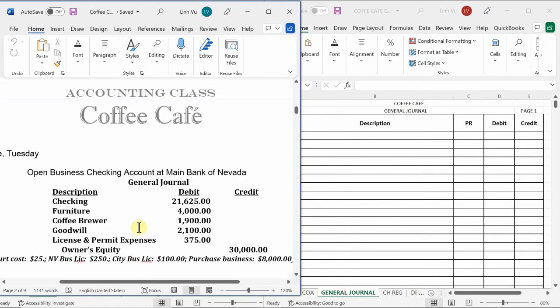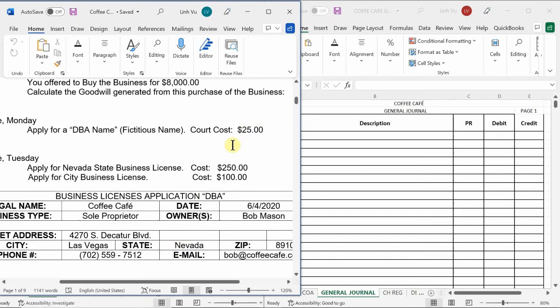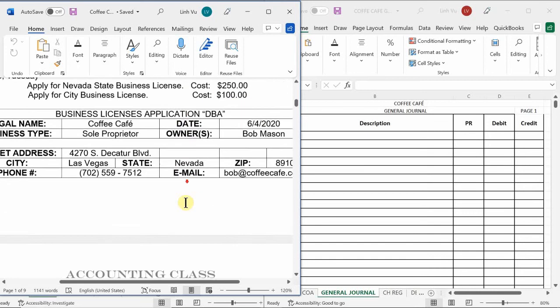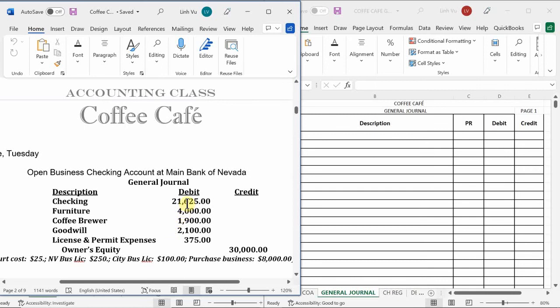So again, we should have some kind of money left, right? If the furniture was $4,000, if the coffee brewer was $1,900, we established goodwill to be $2,100, and we also bought two licenses, so one for $250 and one for $100, and we also had to pay a court fee for $25. So that's $375 in grand total. So therefore, how much money are we actually depositing into the bank?